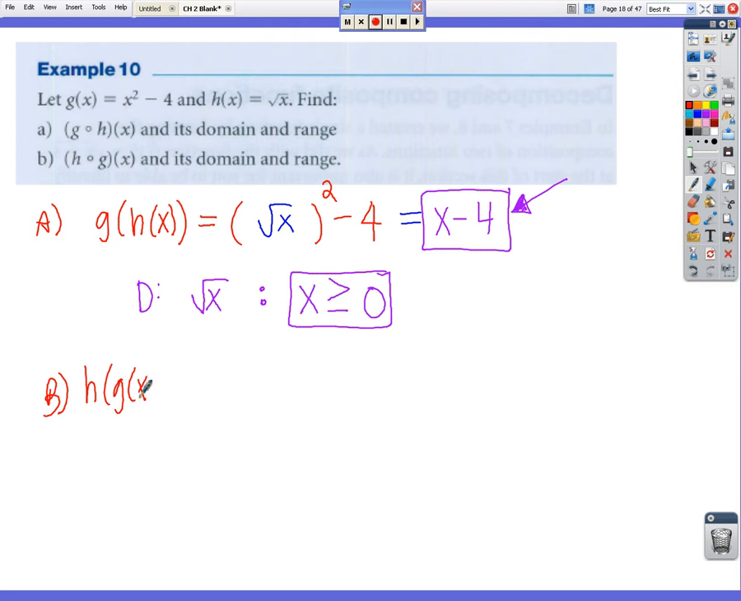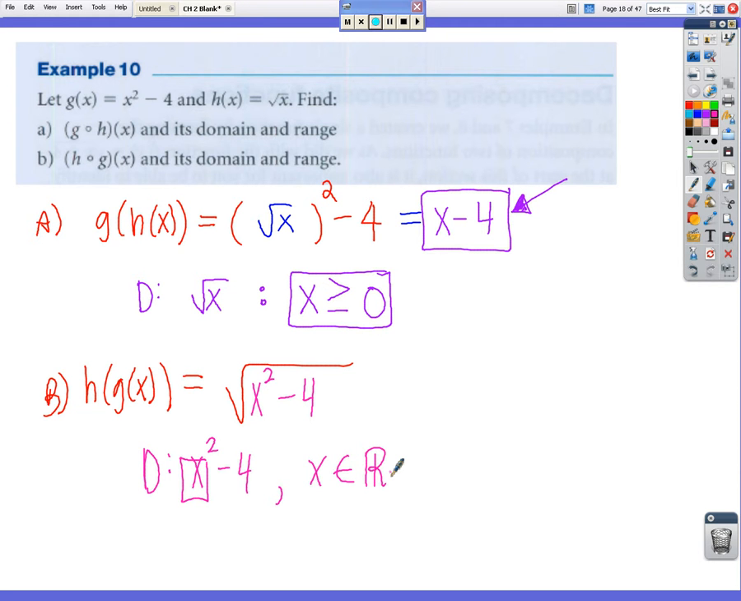H of g of x, well, what am I taking? The h function, which is the root, and inside the root, I'm going to put the g function, which is x squared minus 4. So I'm going to first look at the x squared minus 4 and check, is there any problem with the domain? Meaning, is there any x value that can't get squared? So far, my domain would be all real numbers. Now, I'm going to take that squared number minus 4, and I want to look at, is there now an x value which would cause me not to be able to take the square root? Well, in this case, yes, there will be.